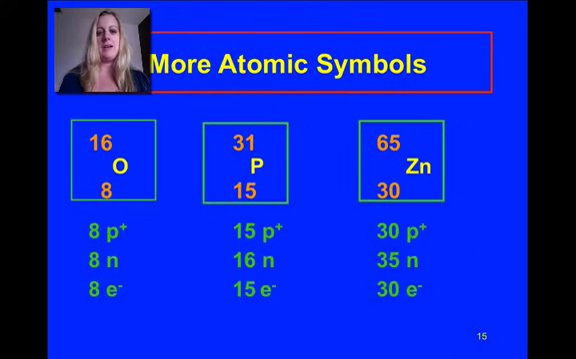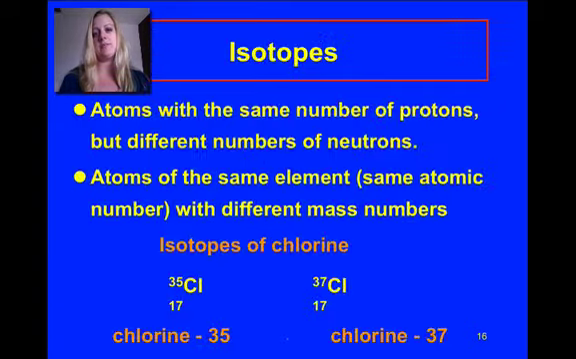All right, more atom symbols. So here we can look at oxygen. Notice that the top number is the mass number, 16, and the lower number is the number of protons. And again, in neutral atoms, we can actually say that the number of electrons is also the number of protons. So now we know all the subatomic particles. We know the number of protons, the number of neutrons, and the number of electrons.